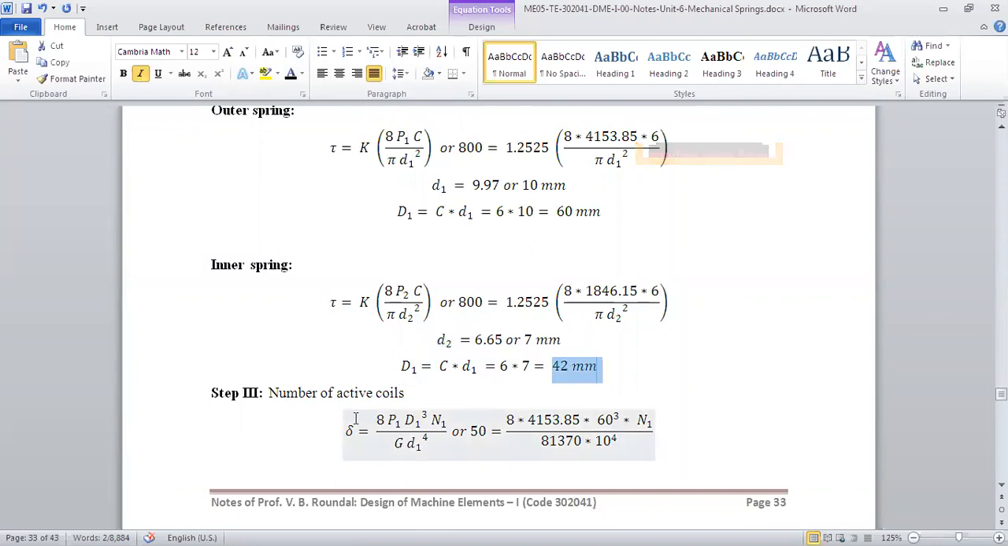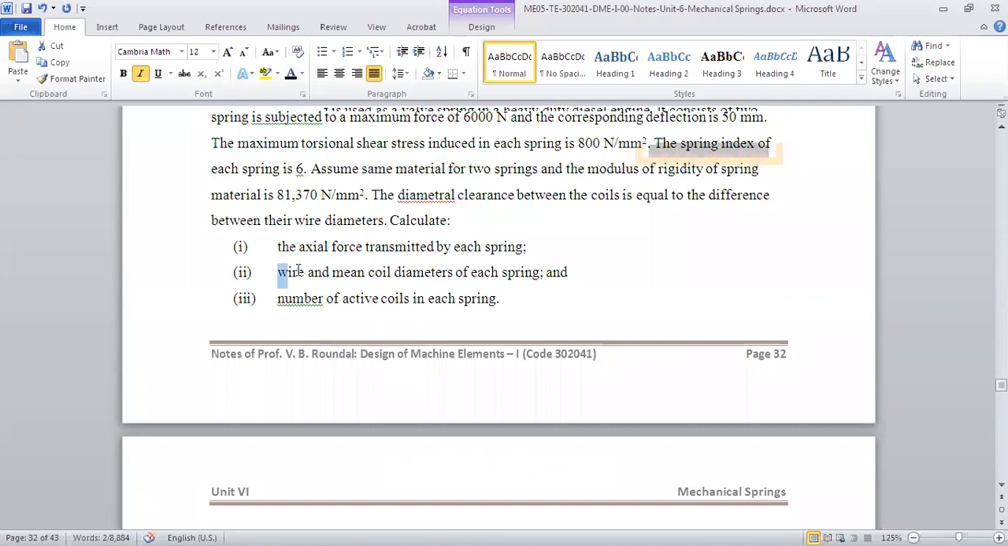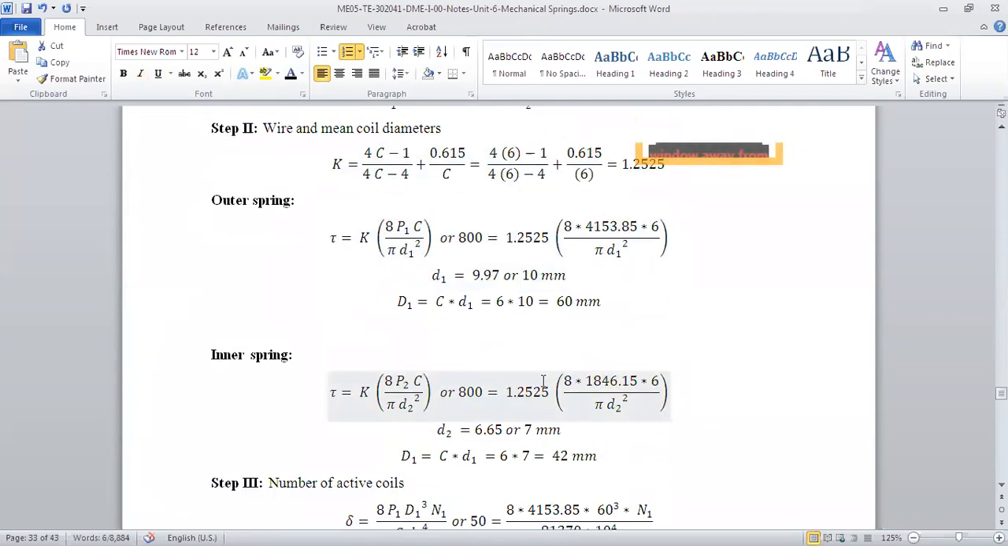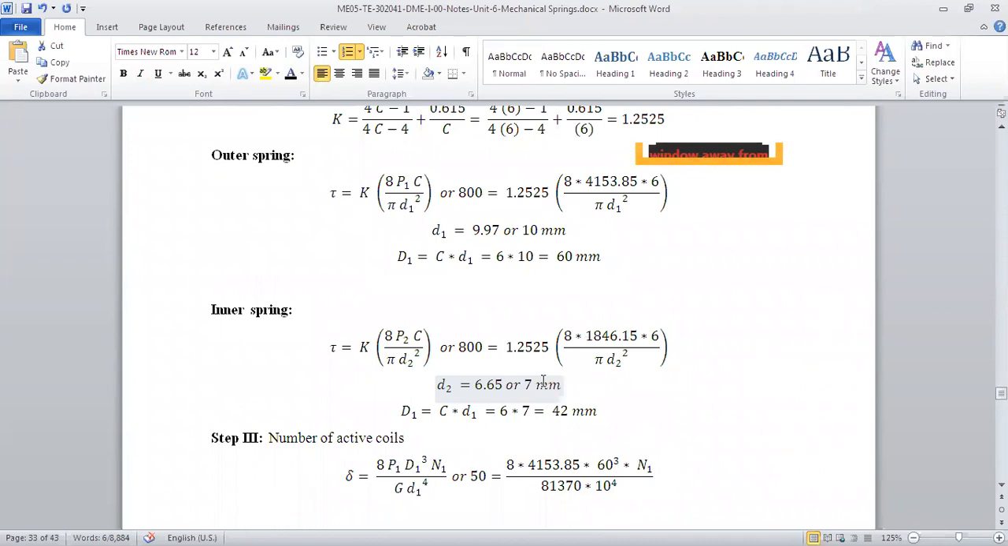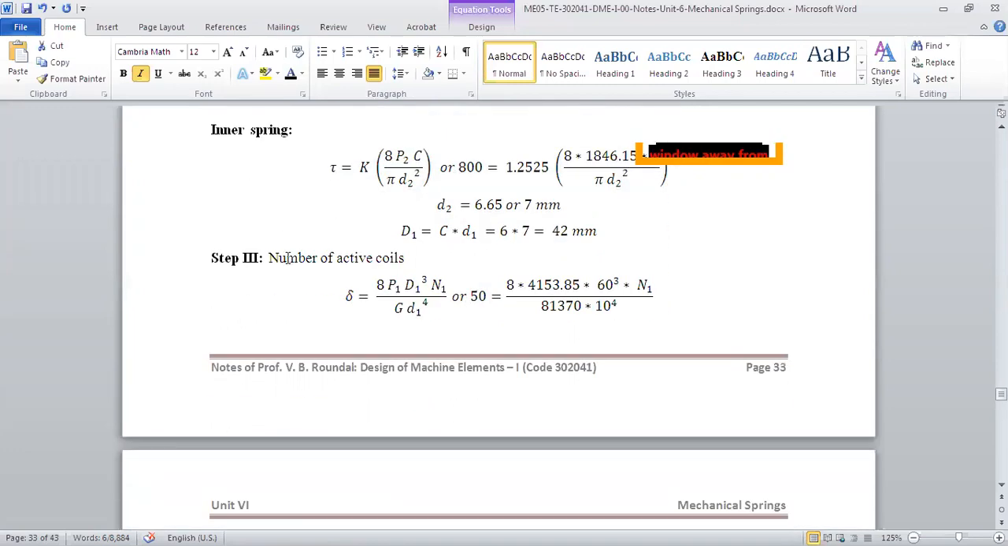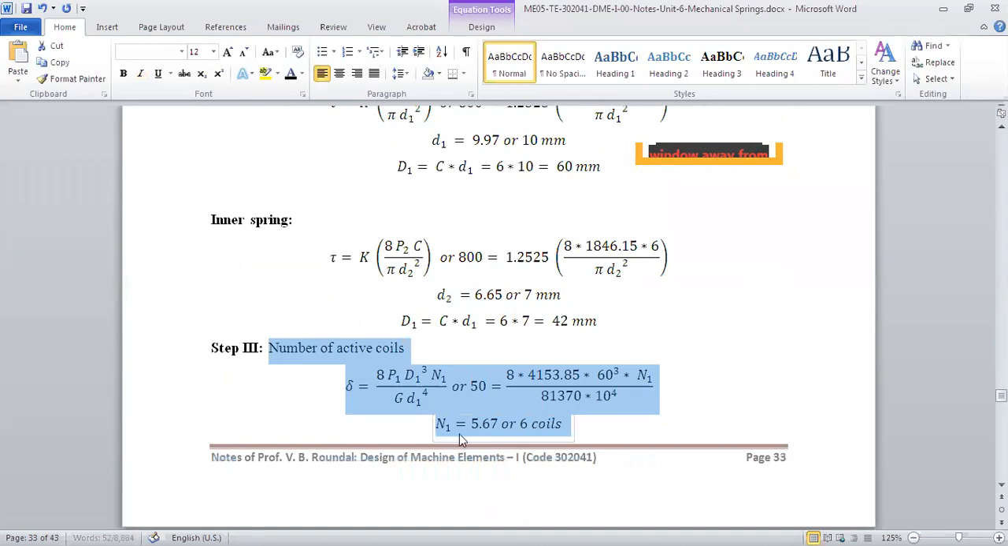Now we'll try to find the number of coils. What we did, we completed the second part, wire diameter and mean coil diameter, right? d1, capital D1, d2, capital D2. We used the shear stress formula, tau is equal to Wahl factor into 8PD upon pi d1 square, right? Now the number of active coils. For that we have to use the equation for the deflection of the spring. Deflection of the spring delta is equal to 8PD cube N upon G d to the fourth.